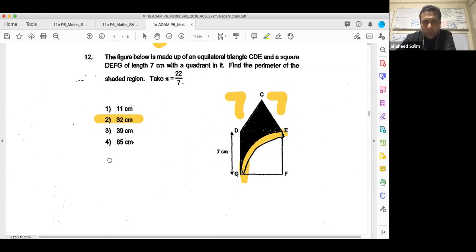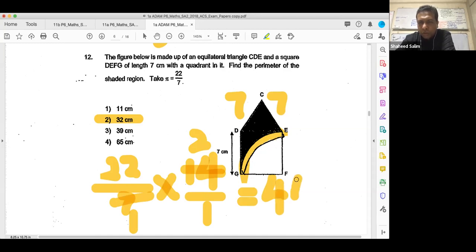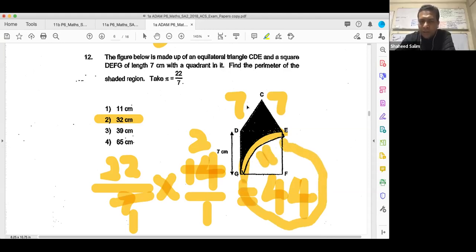So the formula, for those of you who don't know, 22 over 7 times pi times d. D is 14. So cancel, get 1. Cancel, get 2. 22 times 2 gets 44. The circumference of a full circle is 44. To get this one here, you take 44 divided by 4, because this is 44 for the whole circle. So this is 11. So take 7 plus 7 plus 7 plus 11.